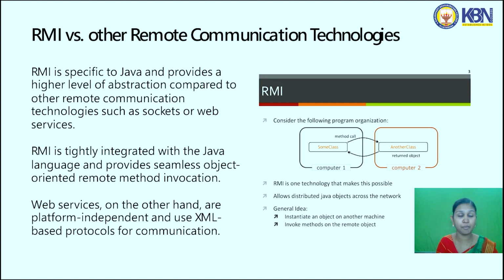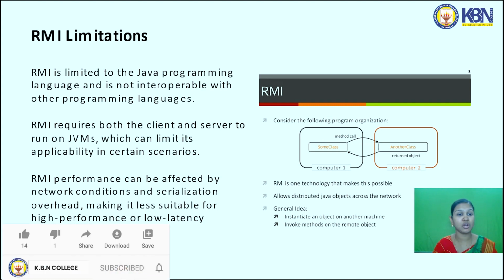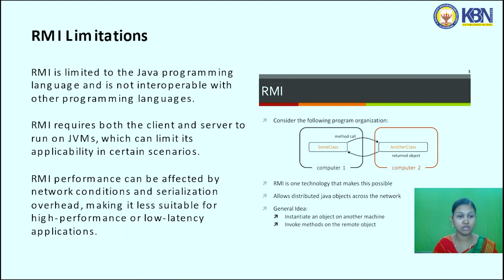Comparing RMI with other remote communication technologies, RMI is a higher-level approach than technologies like sockets or web services. RMI is Java-based, object-oriented, and platform independent. Coming to the limitations of RMI, the client and server must run on a JVM, not on database connections. RMI performance depends only on the network condition.